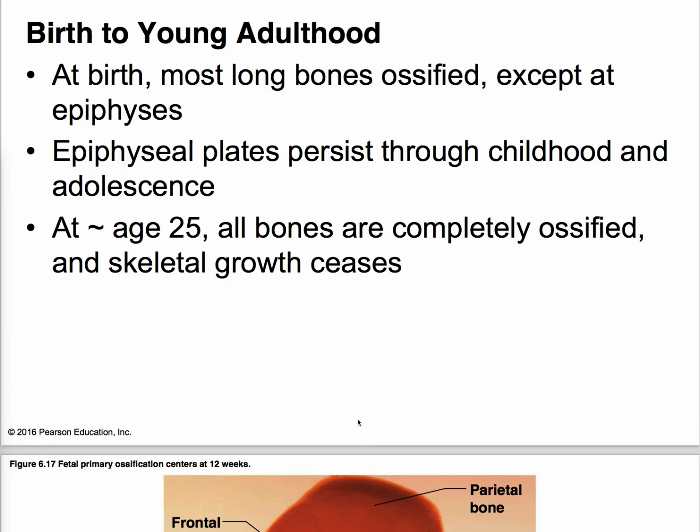Right around age 18 in females, the epiphyseal plate is sealed; there's no more cartilage. And at around age 21 you find that in males. Again, remember I said it varies, anywhere between 18 to 21. But in certain instances, it can occur up to age 25. So usually by age 25, all bones are completely ossified and skeletal growth stops.